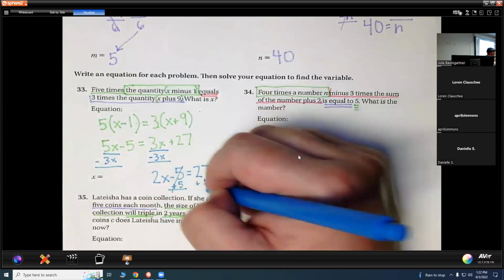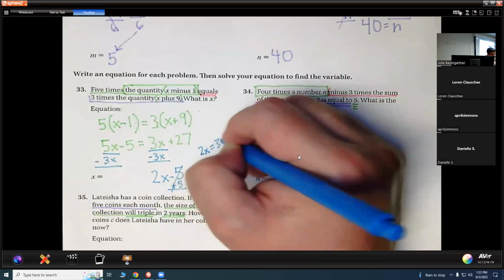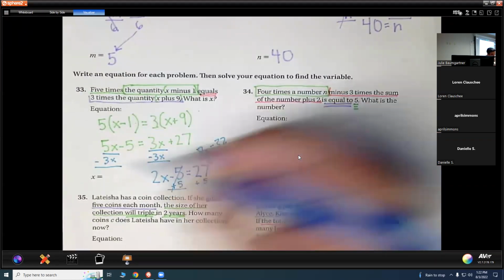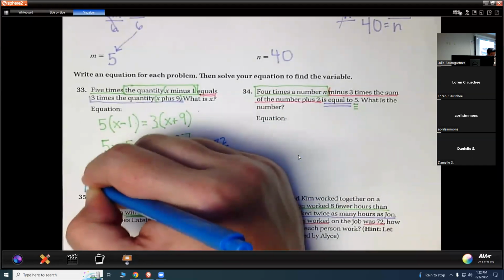So then that's going to cancel. 27 plus 5 is 32. So 2x equals 32. Then just divide both sides by 2. So x equals 16. 32 divided by 2.